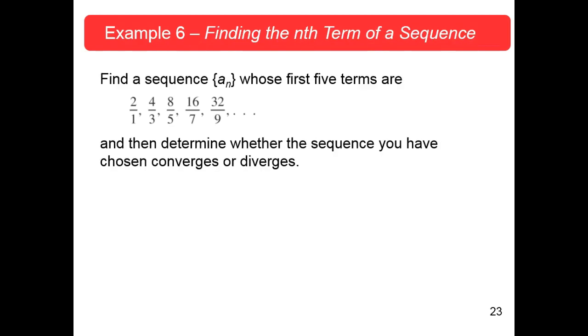Here's example 6. Find a sequence a sub n whose first 5 terms are this: 2 over 1, 4 over 3, 8 over 5, 16 over 7, 32 over 9. Then determine whether the sequence you have chosen converges or diverges. So you tell me, can you see a pattern here?